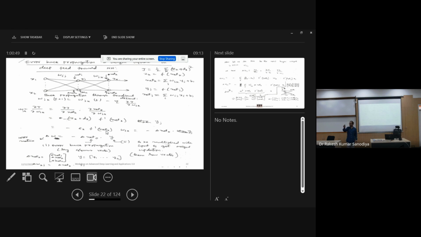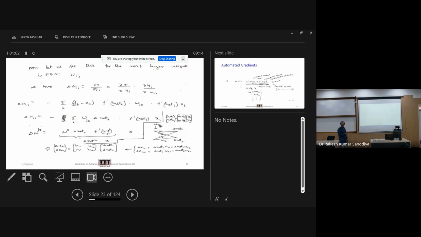Once we get the deltas, if you want to update the weight, see the weight update: simply take the error from the rear end, the input from the front end, and then multiply. That's all. So that is what is done in learning.